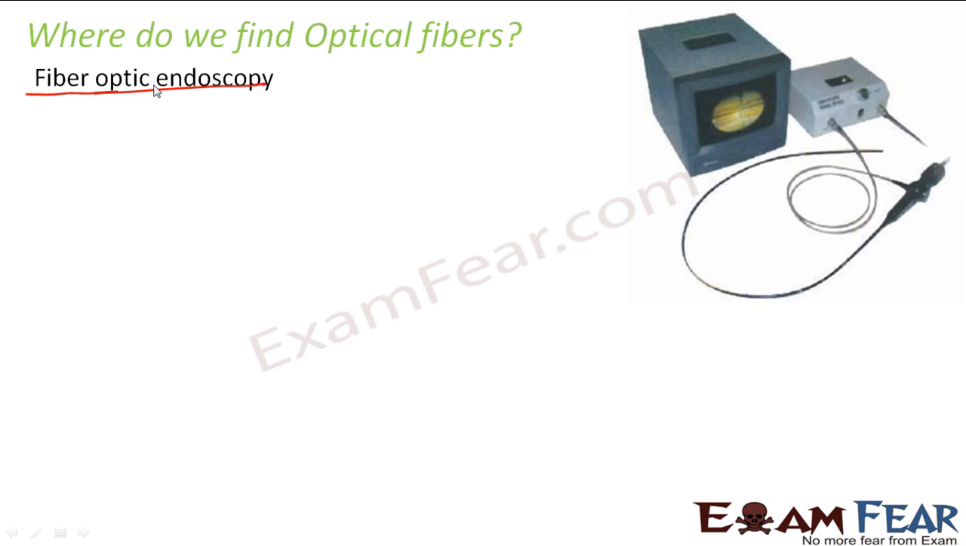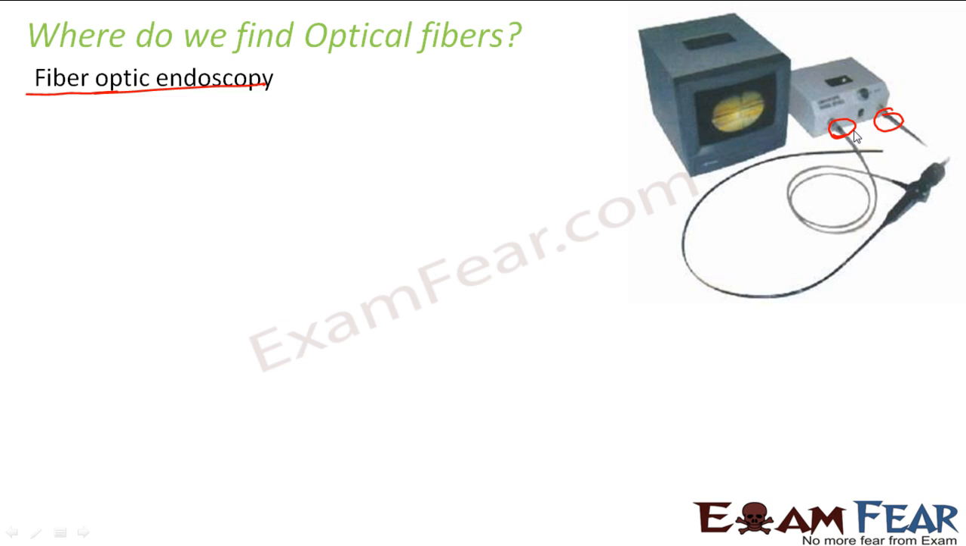So what happens in a fiber optic endoscopy? It looks somewhat like this. You have a screen, something like a CCTV camera, where you can see things. And on the other hand, you have two optic fiber bundles. Here you can see they have two optic fiber bundles. Now, what do these two bundles do?